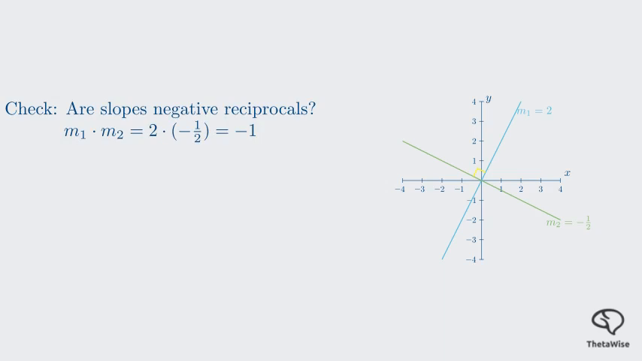You can also multiply them together. If the product is -1, they are perpendicular. Let's practice with an example. Are the lines y equals 2x plus 3 and y equals -1/2x minus 1 perpendicular?